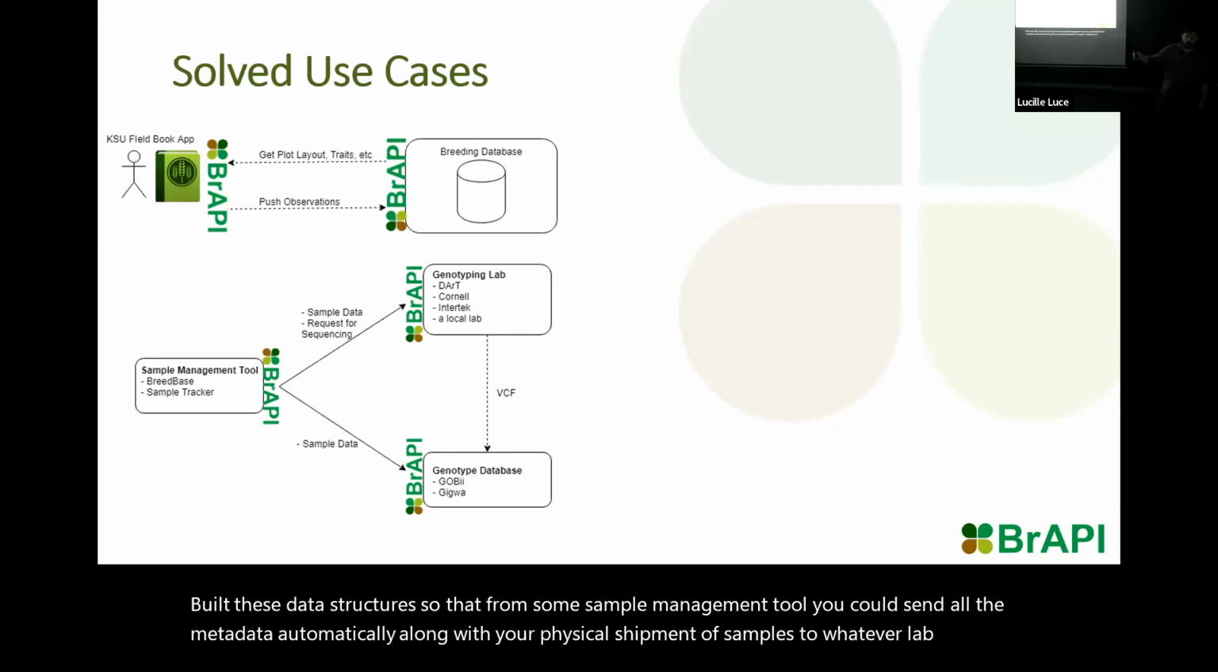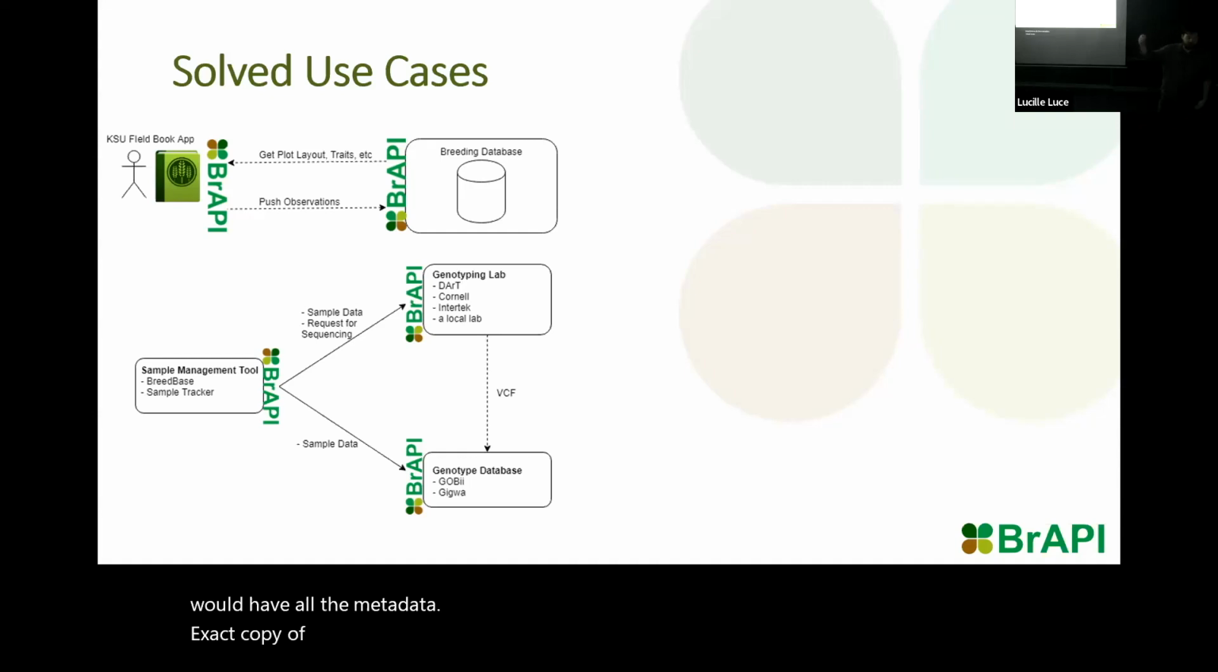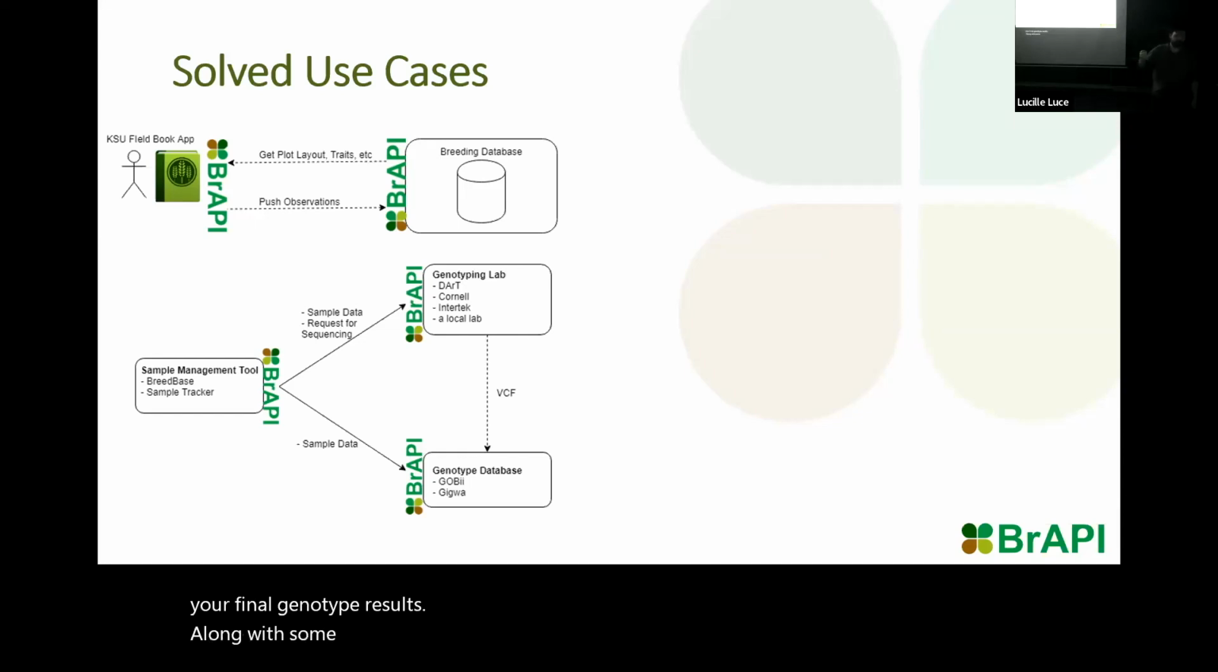They would have all the metadata, an exact copy of whatever you had, and then that copy of sample metadata could also go to your genotyping database, wherever you're storing your final genotype results, along with some automated functionalities to get the results from the lab to the database, wherever that might live.